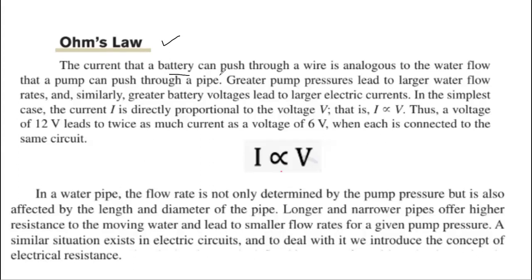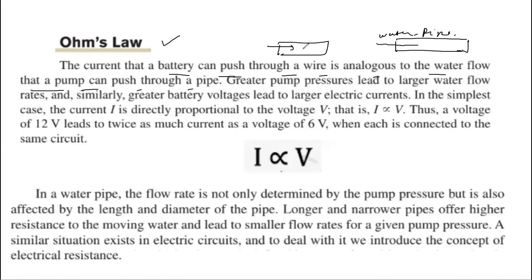So the current that a battery can push through a wire is analogous to the water flow that a pump can push through a pipe. If you imagine that there is a pipe and water is flowing through it, the current is like this water, okay? The current that a battery can push through a wire is analogous to the water that is flowing through this pipe.